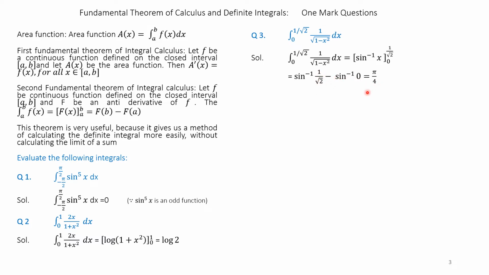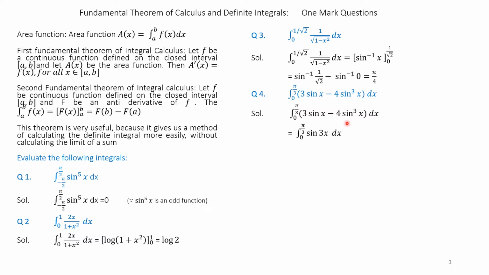Question number 4. Evaluate the integral from 0 to pi by 3 of (3 sin x minus 4 sin cube x) dx. Solution. We have copied the given function as it is, but we know the relationship 3 sin x minus 4 sin cube x is equal to sin 3x. Triple angle formula. Please refer back to the triple angle formula.